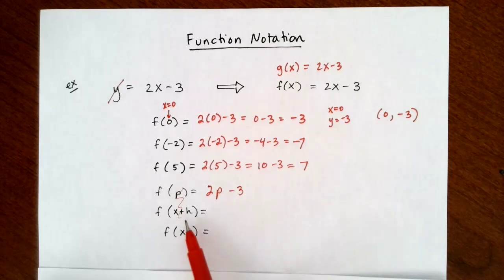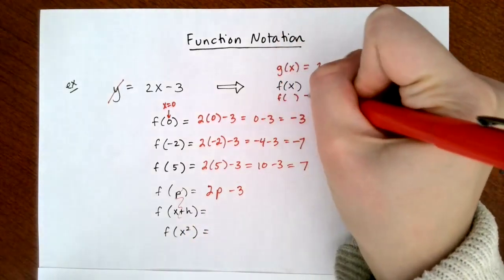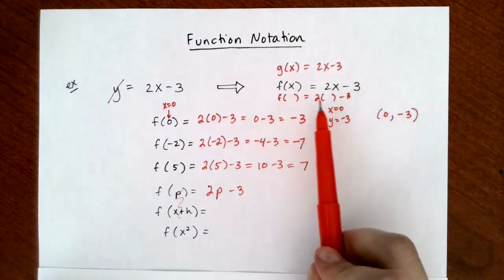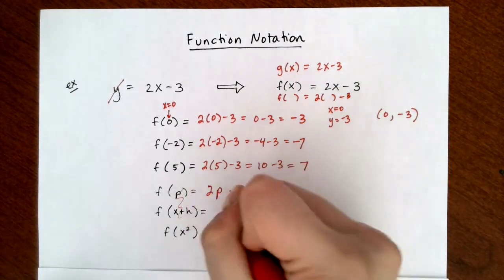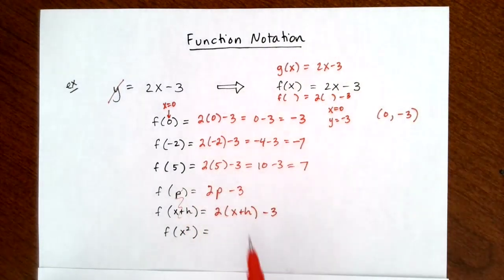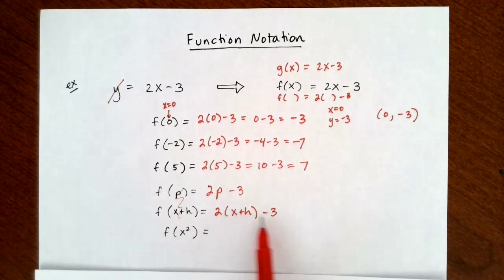If, for example, you're doing x plus h, f of anything is 2 times that minus 3. So I'm going to put an x plus h here in parentheses to show that all of it is multiplying times that 2. So I don't need to simplify it here, but if I did want to simplify, I might distribute the 2 into these parentheses, so it's 2x plus 2h.